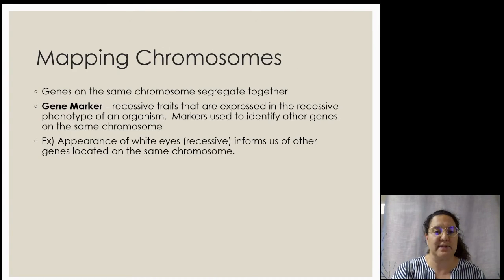We can look at this percentage of recombinations and determine how far apart genes are on a chromosome. And so we take a gene marker, so recessive traits that are expressed on the recessive phenotype of an organism, and they're used to identify other genes on the same chromosome. So the white eyes, which are recessive, informs us of all the other genes that are located on the same chromosome.